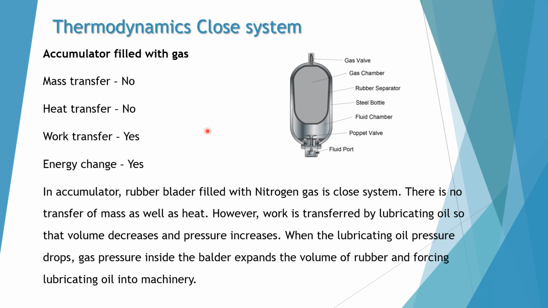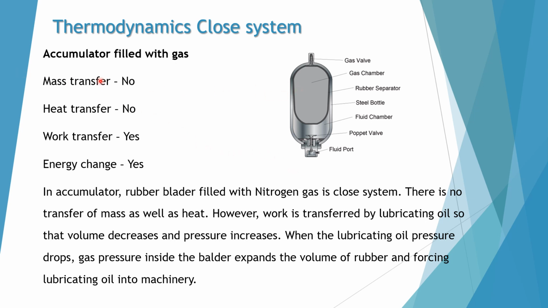Now accumulator filled with gas. This is a rubber bladder accumulator, normally filled with nitrogen inside, and outside there is typically lube oil. There is some minimum pressure stored inside the accumulator, which is called pre-charge pressure. Under the pressure of lube oil pressing from here, the pressure inside the nitrogen bladder increases and matches the lube oil pressure. When there is a drop in the lube oil pressure, this expands and forces the lube oil into machinery.